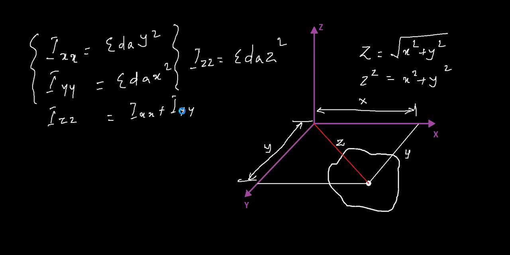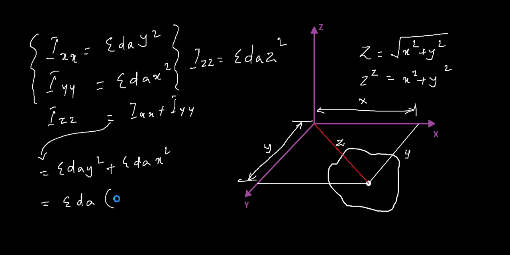Let's substitute Ixx and Iyy here. So you have Ixx summation dA y squared plus summation dA x squared, where you have summation dA as a common term, so you can write summation dA times y squared plus x squared. Now y squared plus x squared is z squared, and therefore you have your condition here, which means Izz equal to Ixx plus Iyy.